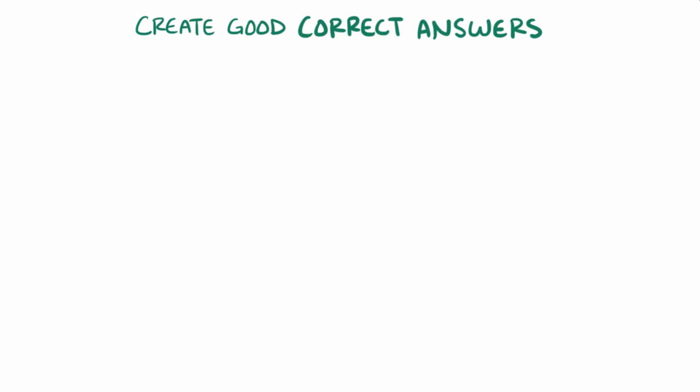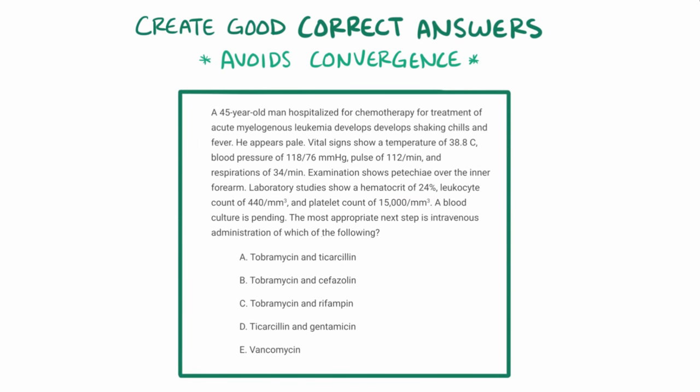Now let's focus on tips for creating a good correct answer. That is, one that'll blend in with the distractors. First, you want to make sure that the correct answer avoids convergence, which is where the correct answer has the most elements in common with other options. Take a look at this example.